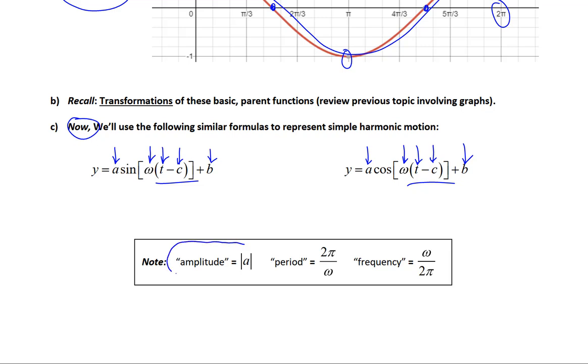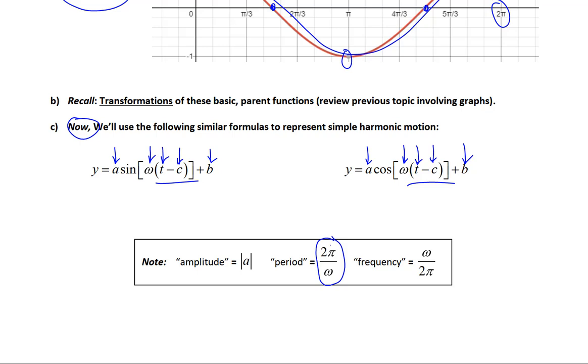Amplitude is going to be the absolute value of a. Now that should not surprise you. In fact, that's pretty much exactly what it was before, except again now we're using a lowercase a instead of a capital A. The period, which we've also done before, is going to be 2 pi over omega. Now that seems a little different because again we were using the letter B instead of omega when we did this in the transformation topic. So it's the same formula, just a different letter because now it's being used as omega.